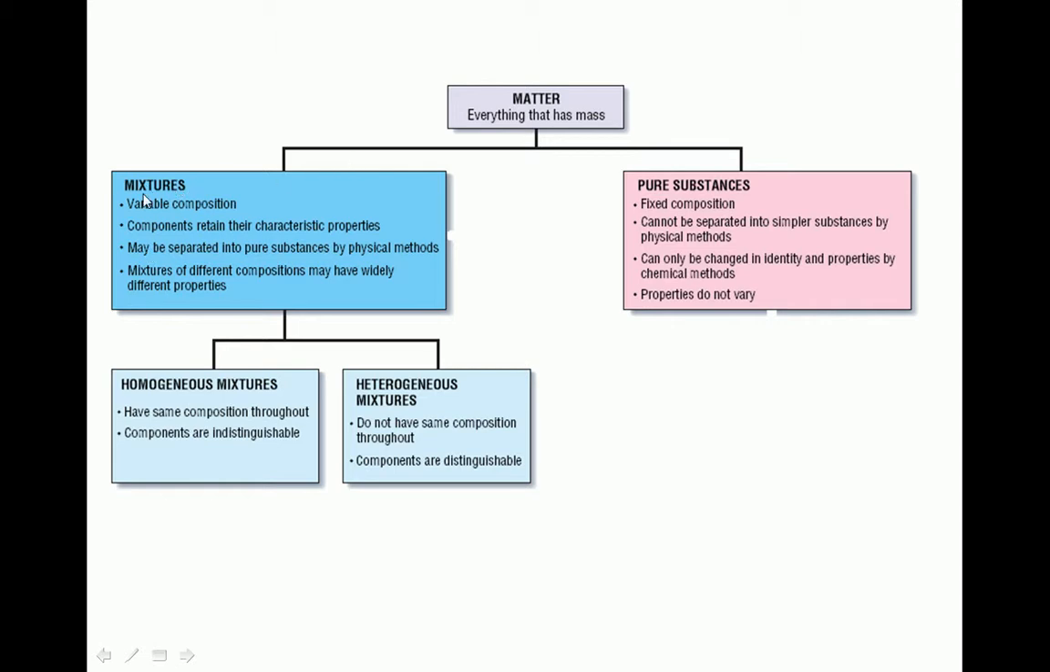So matter, we said, could be divided into mixtures, and mixtures have variable composition. For example, a solution could be weak or it could be strong. We could have a very salty solution of salt and water, or we could have a very dilute solution of salt and water. The components in mixtures are just several pure substances combined together, but they retain their characteristic properties. And one of the key characteristics of mixtures is that they can be separated into pure substances by physical methods: filtration, distillation, or even just manually sorting the substances out.